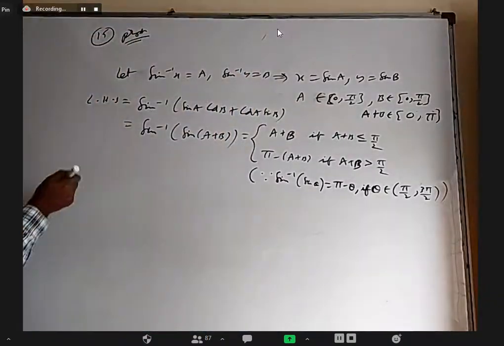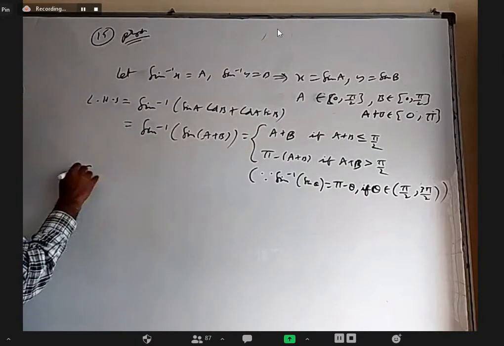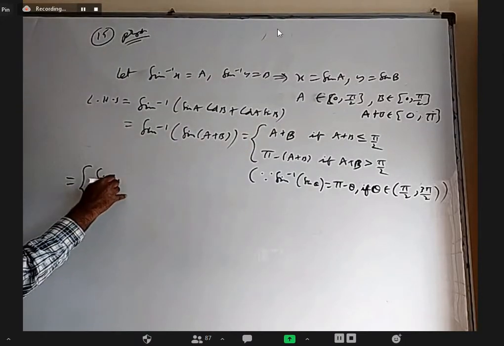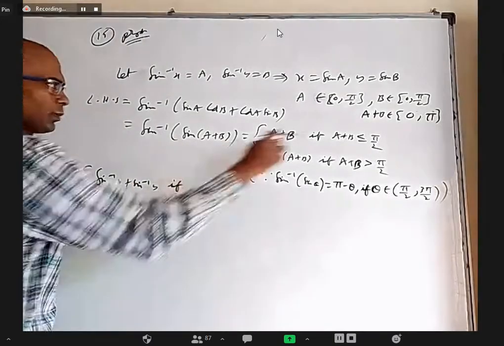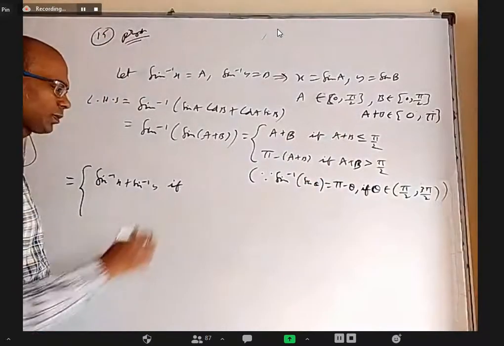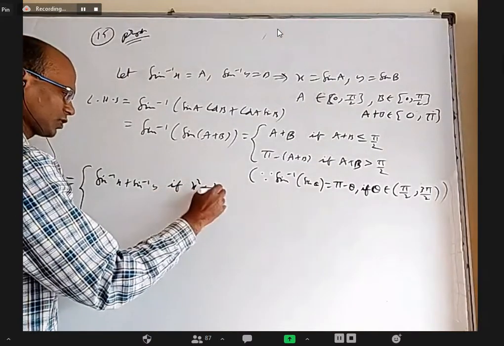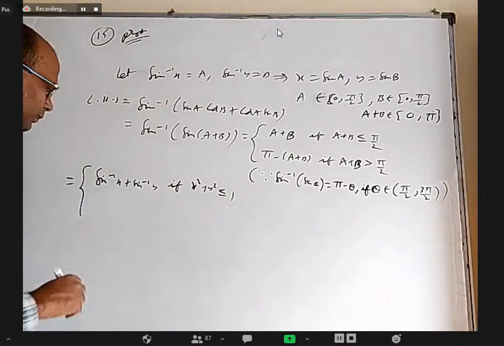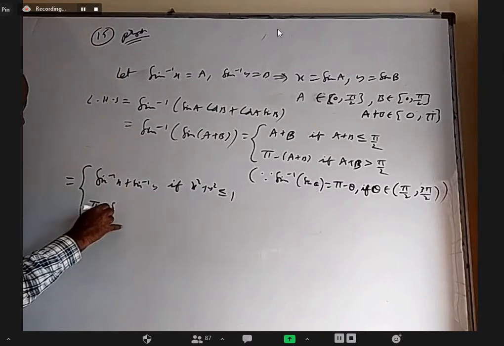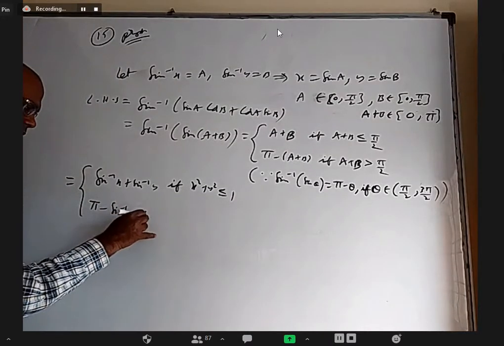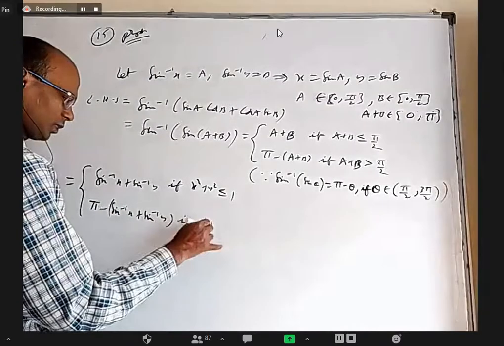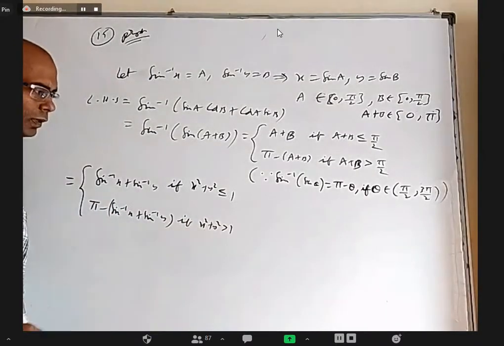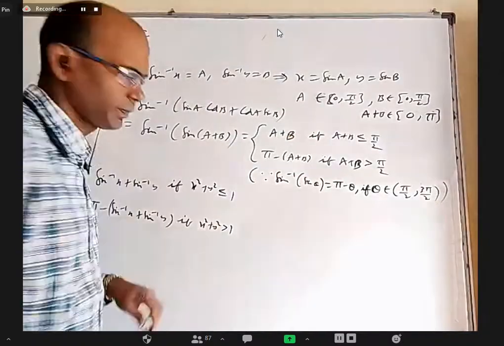Now what will happen to a plus b? It will become sine inverse x plus sine inverse y if a plus b is less than or equal to pi by 2, which is x square plus y square less than or equal to 1. I'll explain that. And it will be pi minus (sine inverse x plus sine inverse y) if x square plus y square is greater than 1. Okay, how we got that is this.